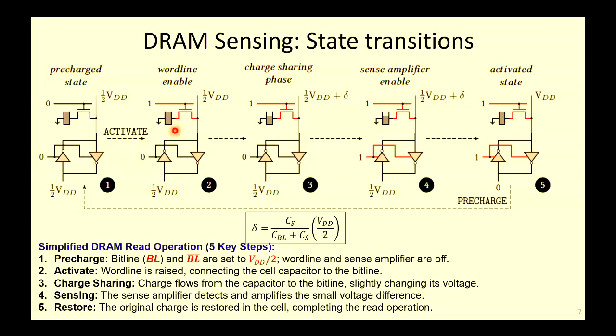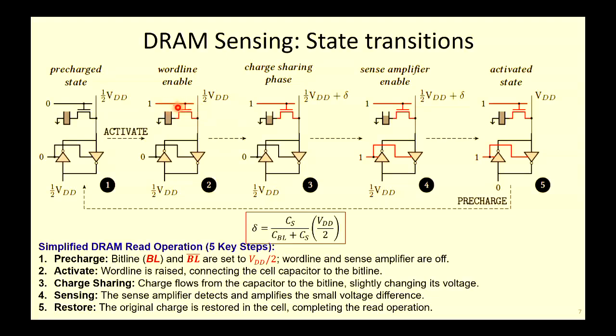Then you start activate. Activate means you turn on the word line. Now the word line will talk with this capacitor, or this switch is closed basically. This access transistor acts like a switch. The moment you activate, the switch is closed. Now this capacitor and this bit line will talk with each other. What do you mean by talking? What is that technical term? Charge sharing. So they will share the charge.